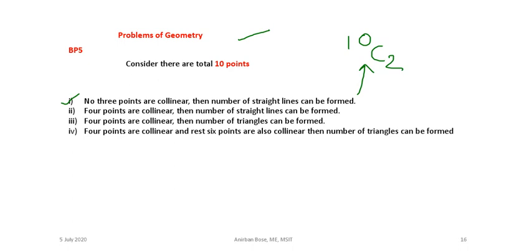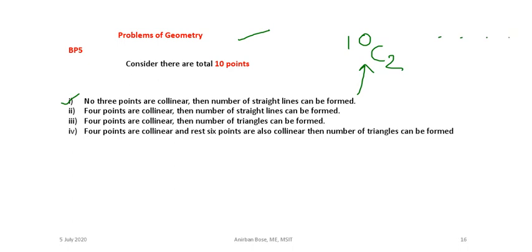Now the 4 points are collinear, then how many straight lines can be formed? In the first problem, it was given that no 3 points are collinear, so that is why it was the simple answer. But now it is given that out of those 10 points, 4 points are collinear. If the 4 points are collinear, in that case what will happen?